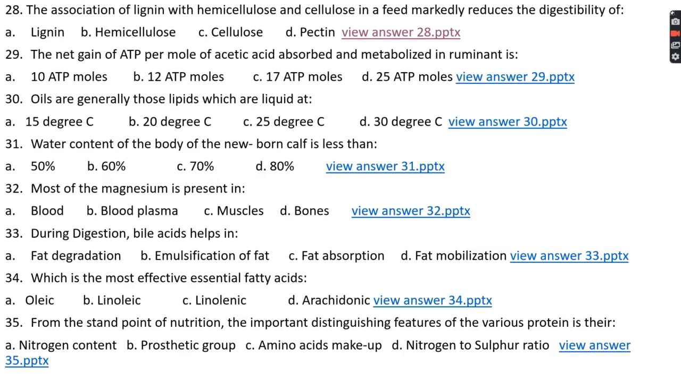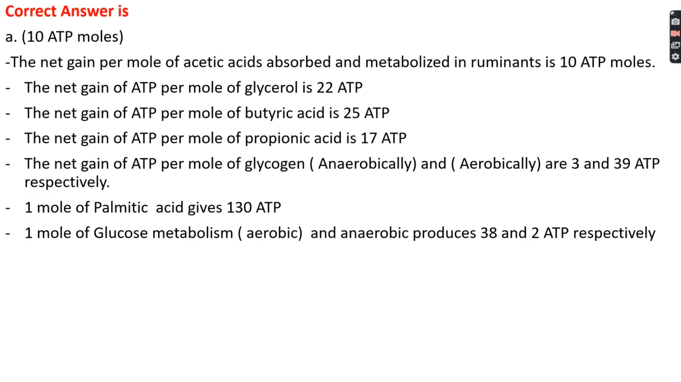Okay. Question number 29. The net gain of ATP per mole of acetic acid when absorbed and metabolized in ruminants is: option A, 10 ATP; option B, 12; option C, 17; option D, 25. The right answer is option A, 10 ATP. The net gain per mole of acetic acid when absorbed and metabolized in ruminants is 10 ATP.